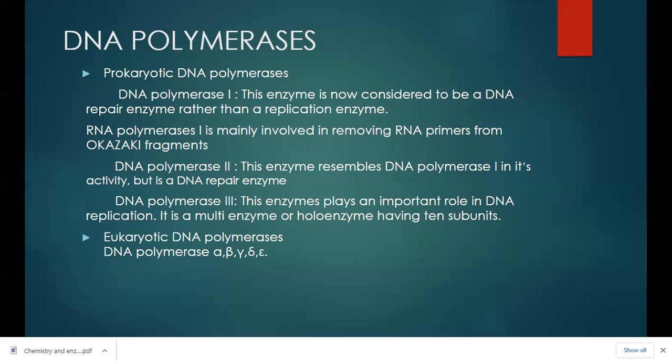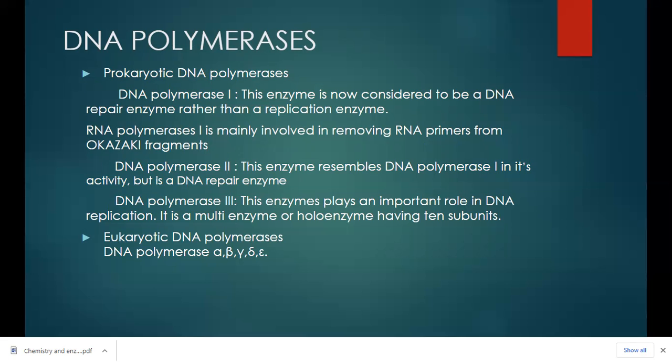So DNA polymerase 1 is a DNA repair enzyme, and it is involved in removing the RNA primers from Okazaki fragments. And DNA polymerase 2 resembles DNA polymerase 1. It is the same as DNA polymerase 1 in its activity, and it is a DNA repair enzyme. Both are DNA repair enzymes only.